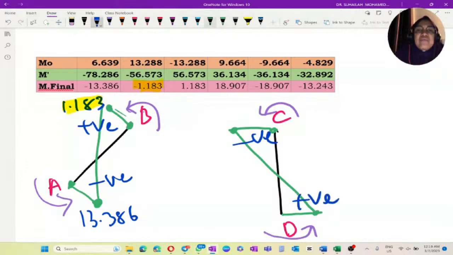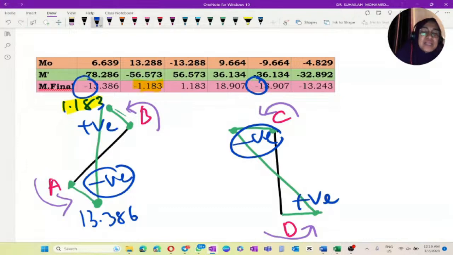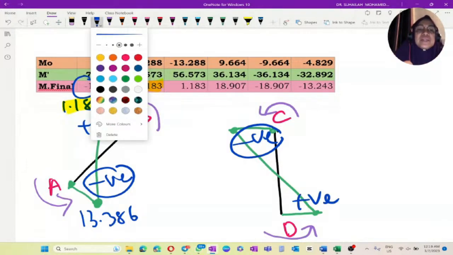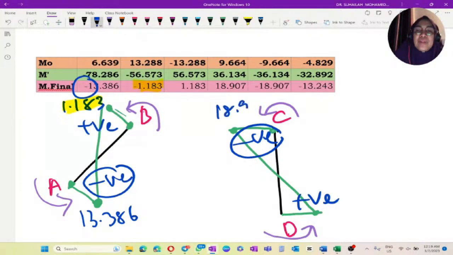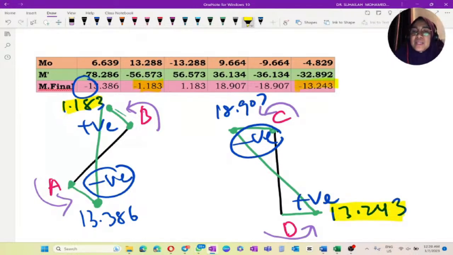This negative we get from this value, same as for AB. The values are 18.907 and 13.243. This is positive because when we add it to this negative, we get back to 0, which is the last position.